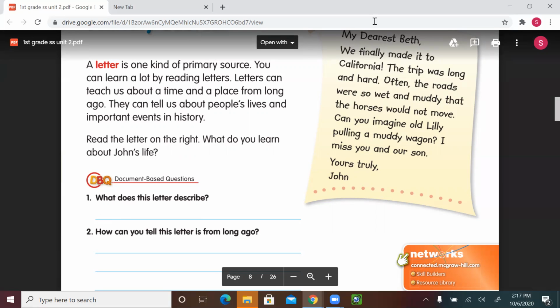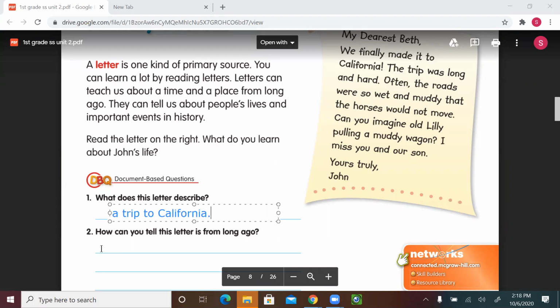So let's write this down. This letter describes a trip to California. And how do I know that? When I read the letter, it says, "finally we made it to California." So this letter is describing the trip to California.